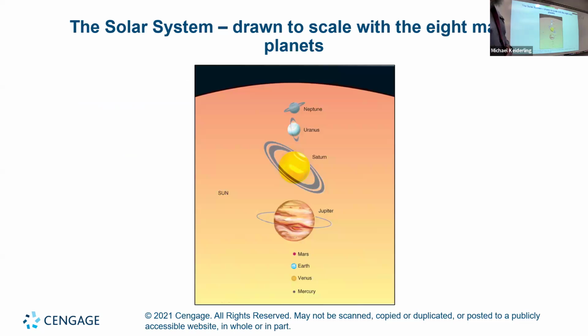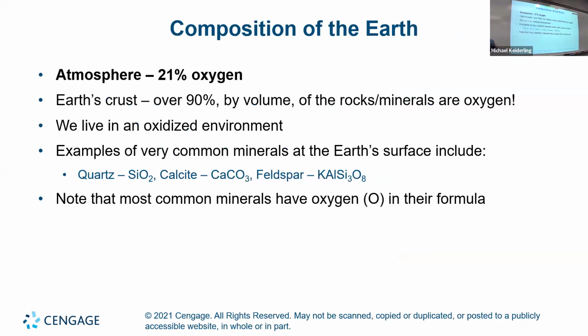So this is the solar system with the 8 major planets drawn to scale based on their size, with the sun behind. The distances between the planets is not to scale. Their size of the planets is, but if the distances were to scale, they would stretch into the next state, I think. I mean, it would be really big because the distances between the planets are much bigger than the planets themselves. So let's start by talking about the Earth.